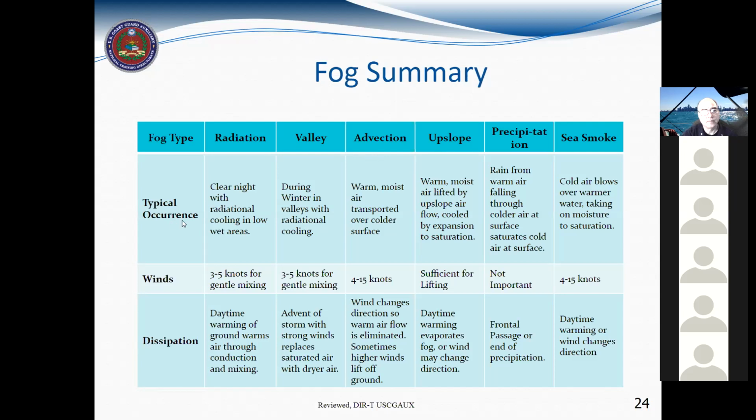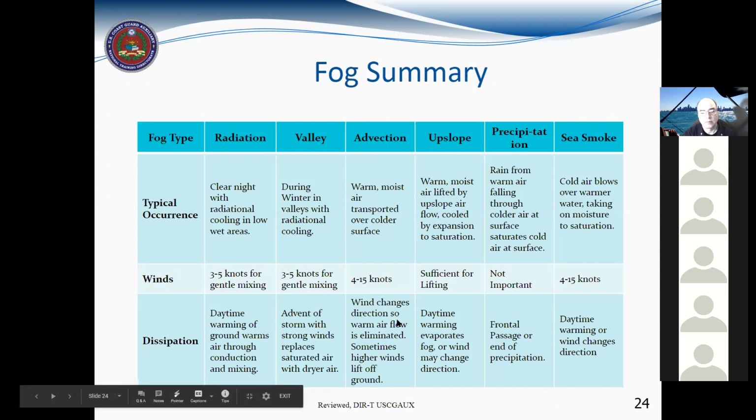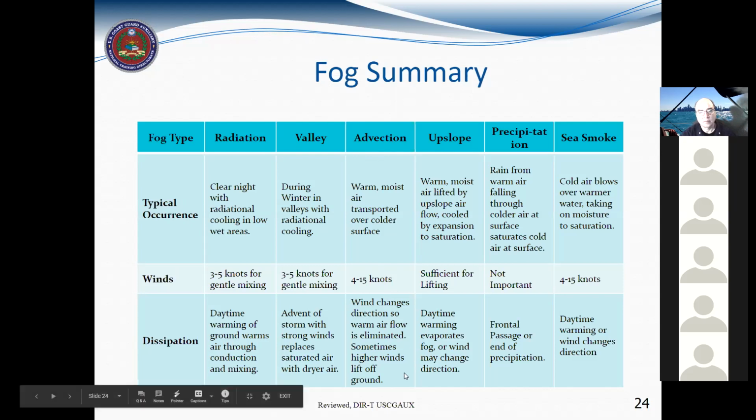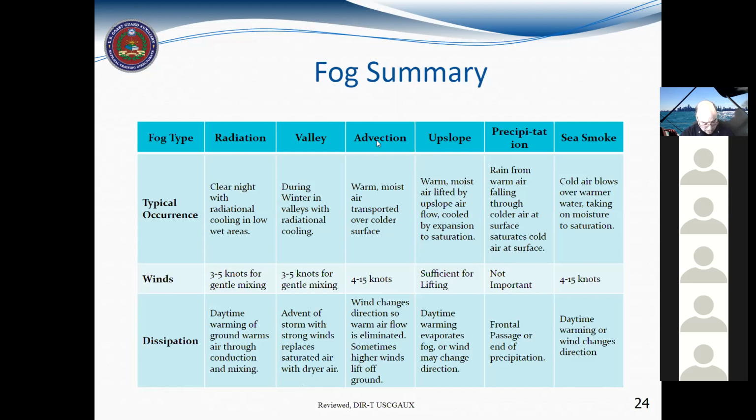So warm moist air is transported over a colder surface. The winds are 4 to 15 knots, and the dissipation is the wind changes direction so the warm air flow is eliminated. Sometimes higher winds lift the fog off the ground. Good. That's advection fog.